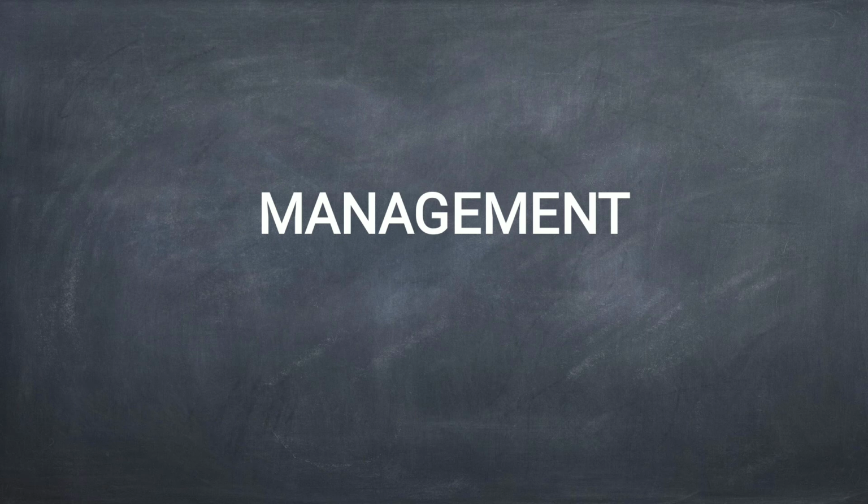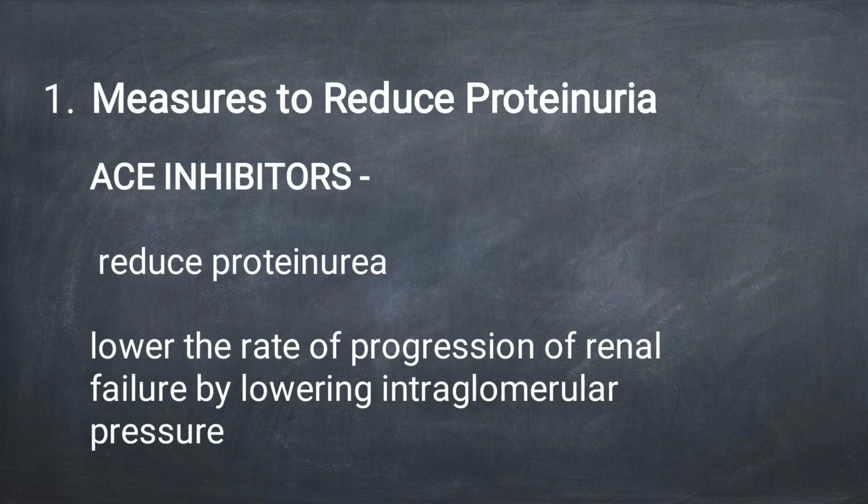Now management, once we get to know the cause, we'll manage. First thing is you need to reduce proteinuria. How do we reduce proteinuria? We can use ACE inhibitors. They reduce proteinuria. They also reduce the rate of progression of renal failure by lowering intraglomerular pressure.